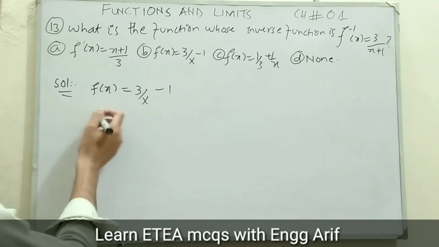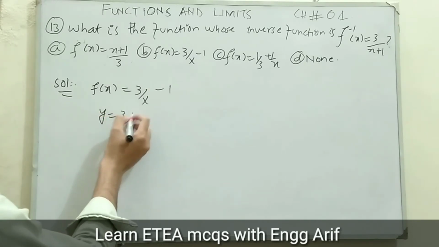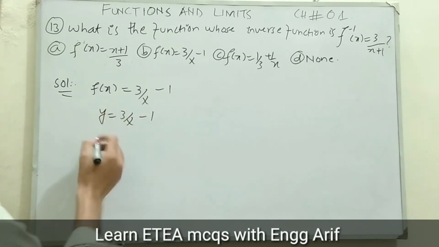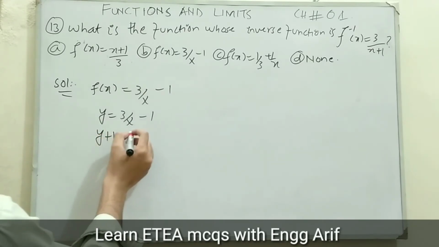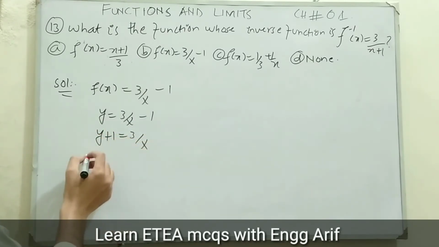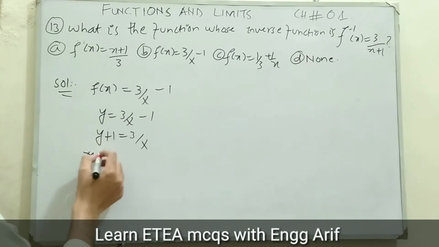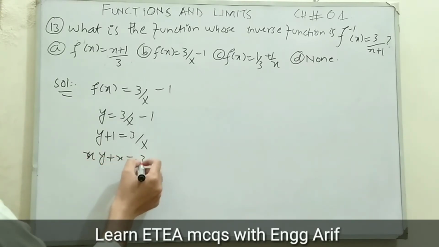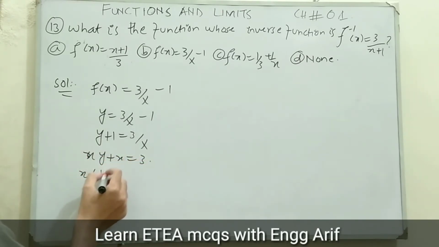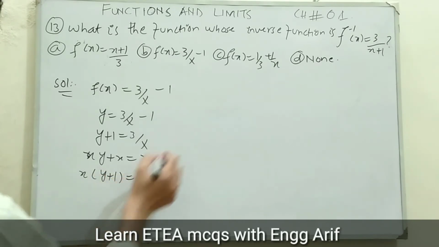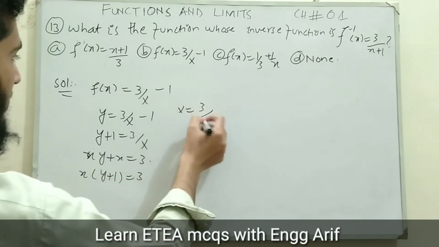So for the inverse, let's suppose f of x is equal to y is equal to 3 divided by x minus 1. Shift minus 1 to the right hand side, it becomes y plus 1 is equal to 3 divided by x. Shift x to the right hand side, it multiplies with y plus 1, it gives us xy plus x is equal to 3. Now after this, take out x common, so we are left with x times y plus 1 is equal to 3. So after this, x is equal to 3 divided by y plus 1.